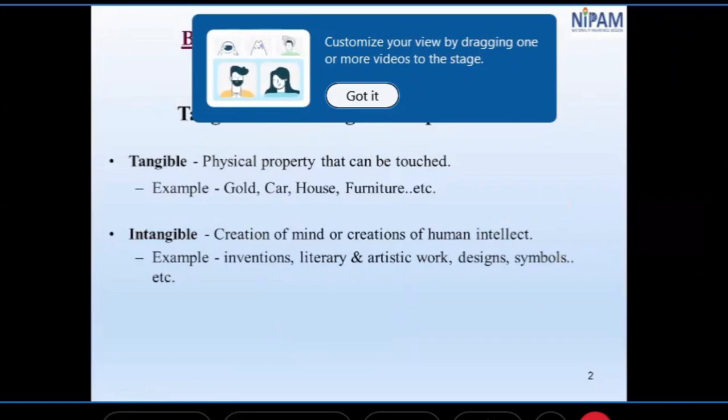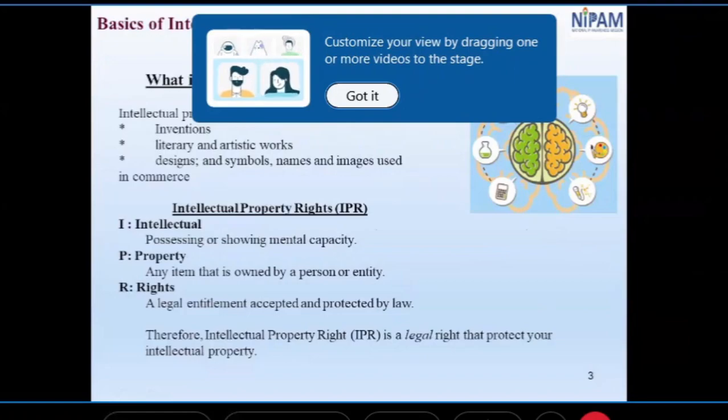So now let's talk about this. If you see the slide, this is the definition of intellectual property. What is intellectual property? Intellectual property refers to creations of the mind, such as inventions, literary or artistic works, designs, symbols, names, and images used in commerce. So there are various types of intellectual property rights.